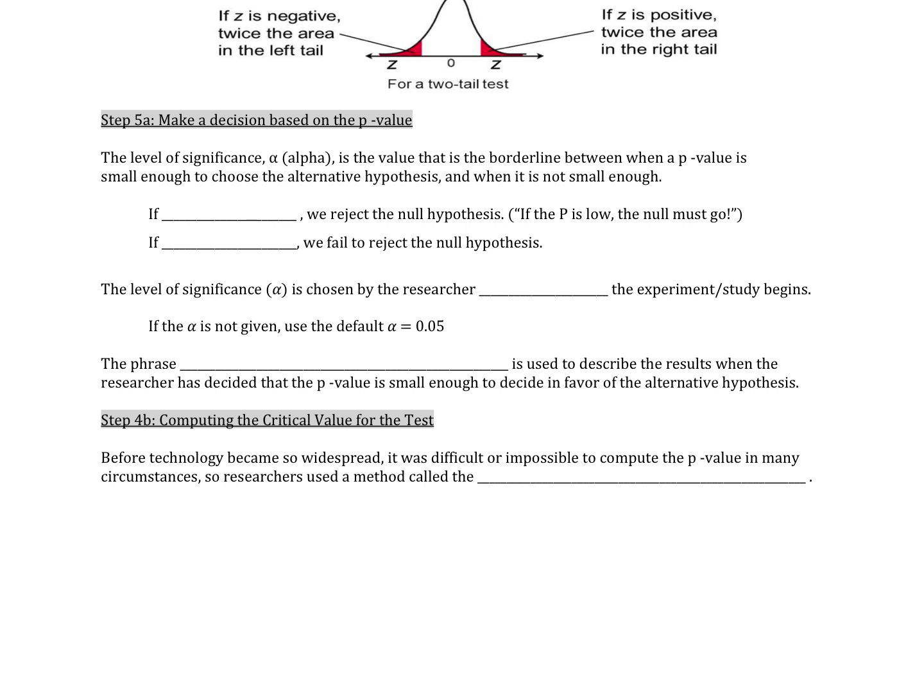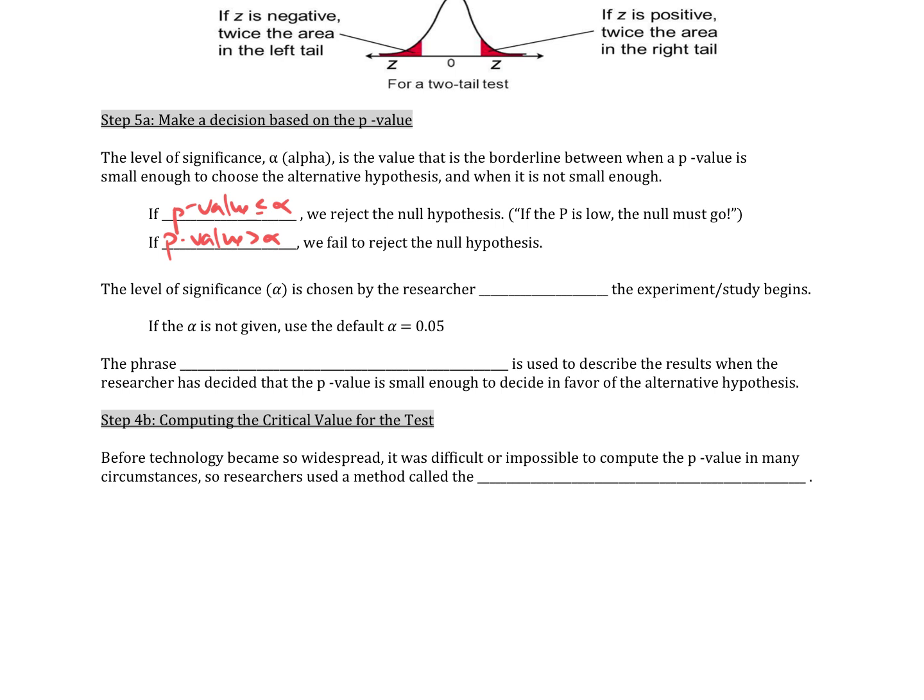Okay, so step 5A, make a decision based on the p-value. So this is what we were just talking about. If the p-value is less than or equal to alpha, we reject the null. If the p-value is greater than alpha, we fail to reject. So that's stating what we just stated a minute ago as well.